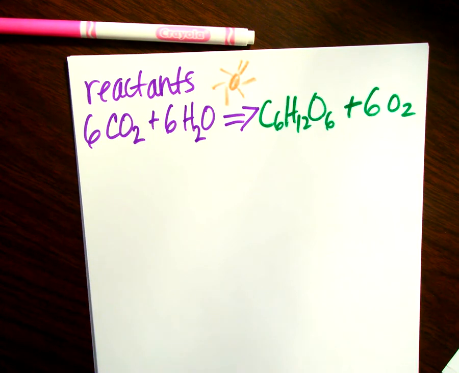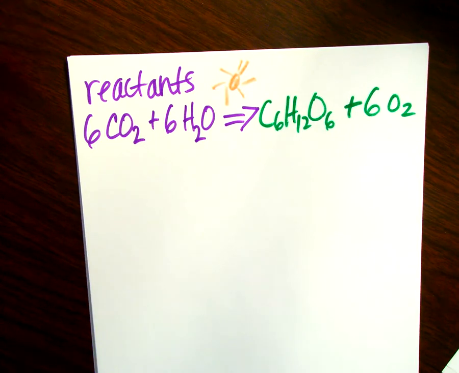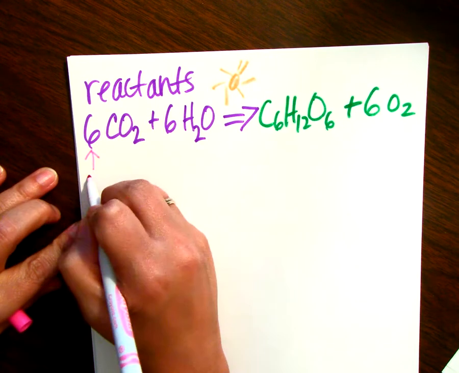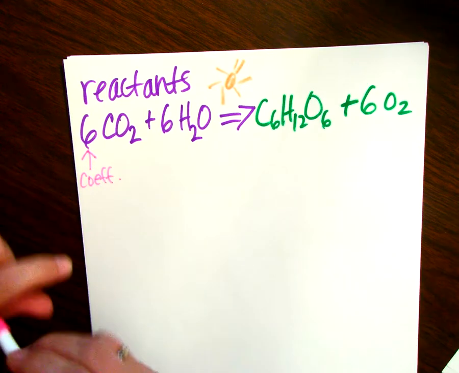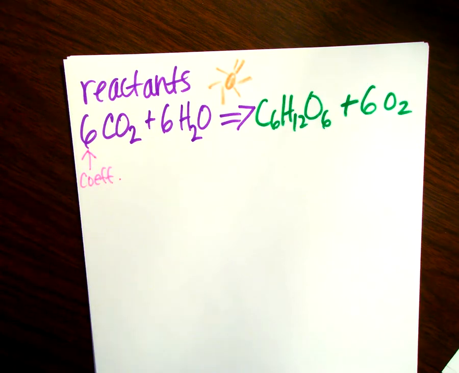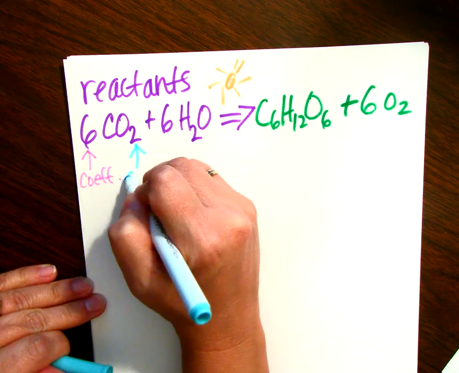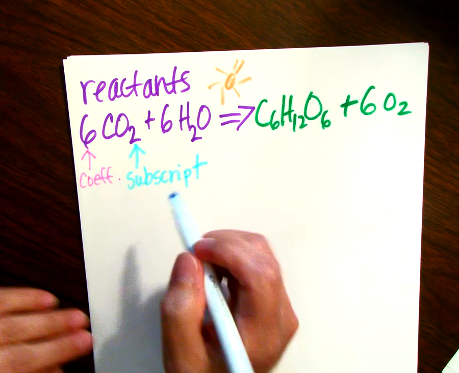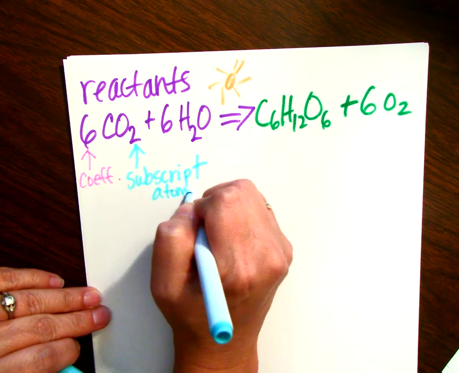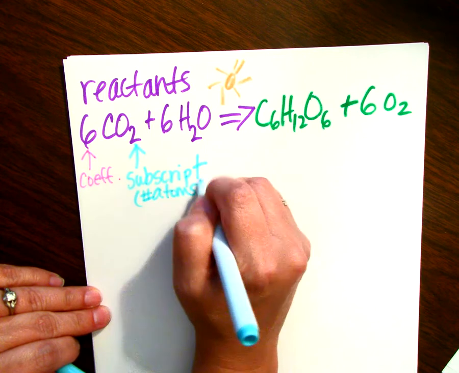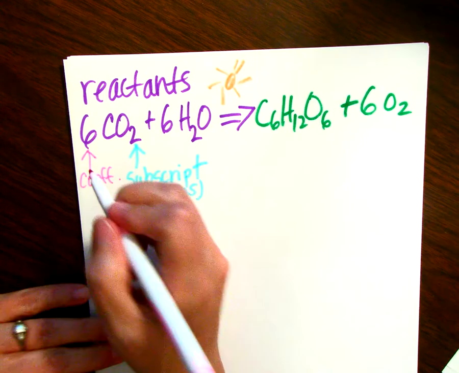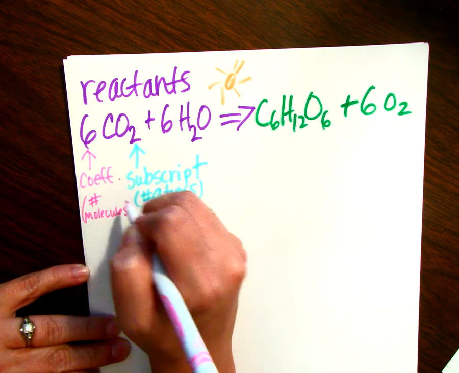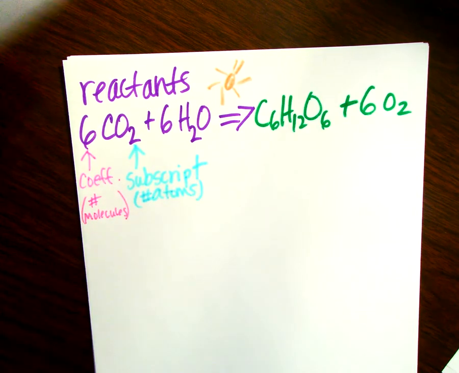Now let's count atoms. Let's use what we learned earlier this week. This, I just want to remind you, is a coefficient. I want to remind you that this is a subscript. Okay, and so subscript tells us how many atoms, the number of atoms. A coefficient tells us the number of molecules. That's what that tells us. So let's take a look.